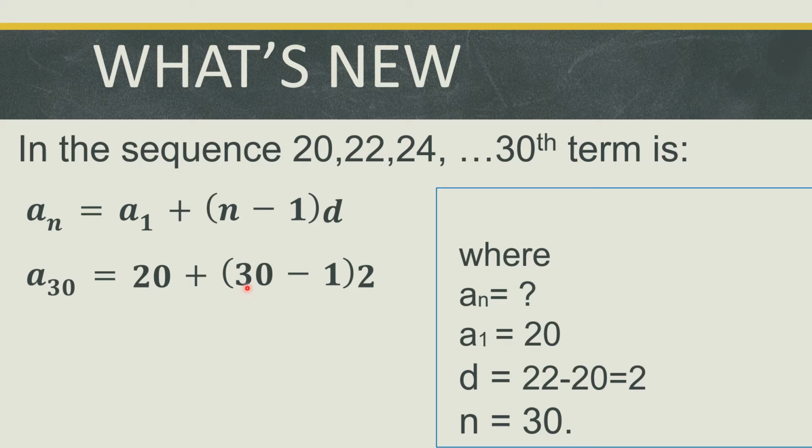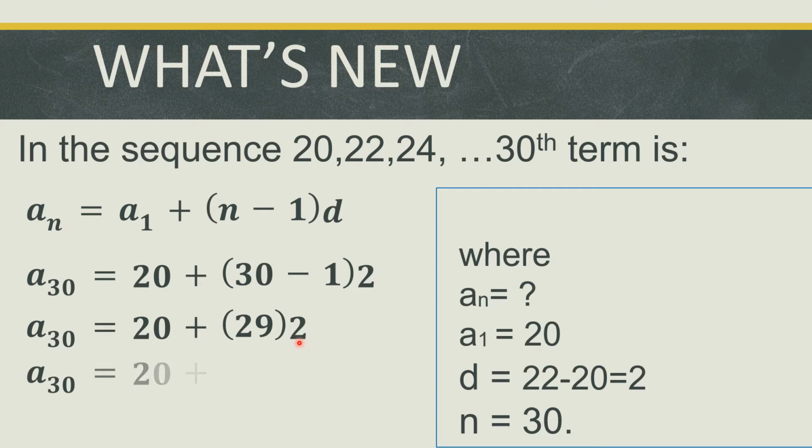By simplifying, 30 minus 1 is equal to 29. Then bring down 20, same with 2. And 29 times 2 is equal to 58. And 58 plus 20 is equal to 78. So it means the 30th day savings of Darlene is 78.